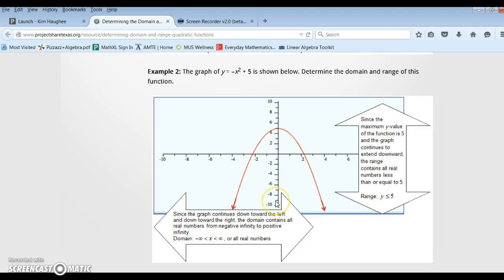The lowermost value for this range is down to negative infinity because these arrows are going down, so it's going down to negative infinity on the y values. And if we go to the top of this parabola, the highest this parabola goes is positive 5. The range then is from negative infinity up to positive 5, and we can write that as y is less than or equal to 5.